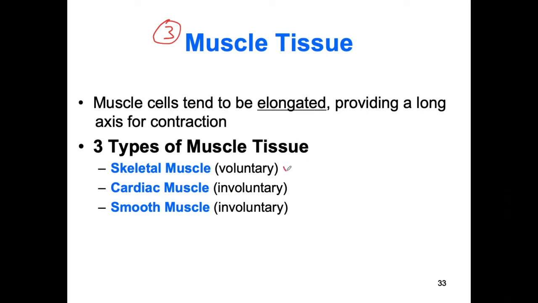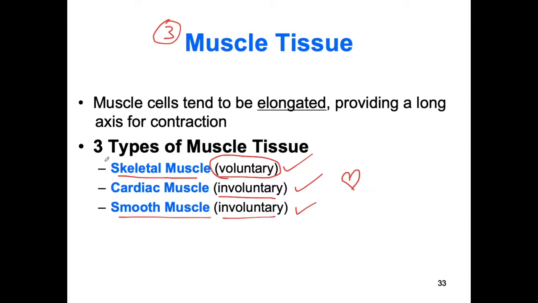There are three types of muscle tissue: skeletal muscle, cardiac muscle, and smooth muscle. Cardiac muscle refers to the heart. It's the only place you're going to find it, and it's involuntary. It's not consciously controlled. Skeletal muscle is voluntary. It's the only one that's voluntarily and consciously controlled. Skeletal muscle is any muscle that will attach to your skeleton and move your skeleton. Smooth muscle is involuntary.